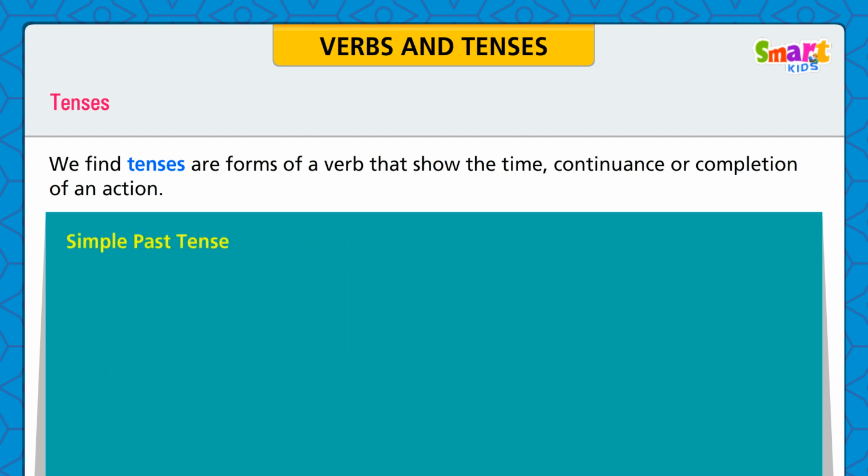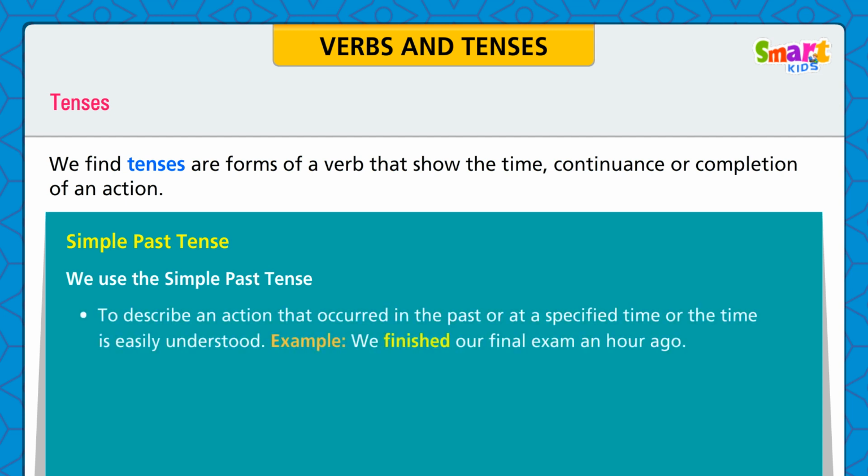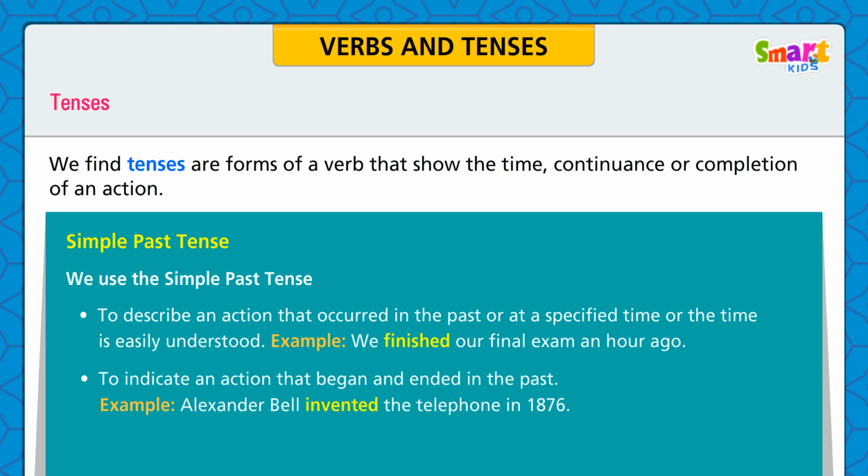Let us learn the usage of simple past tense. We use the simple past tense to describe an action that occurred in the past at a specified time, or the time is easily understood. For example, we finished our final exam an hour ago. To indicate an action that began and ended in the past. For example, Alexander Bell invented the telephone in 1876.